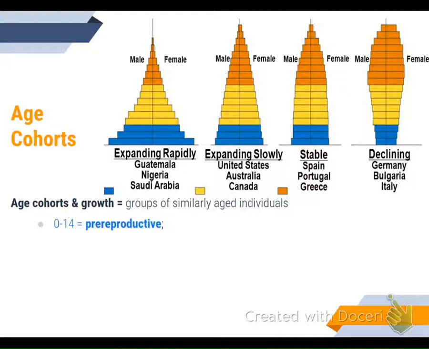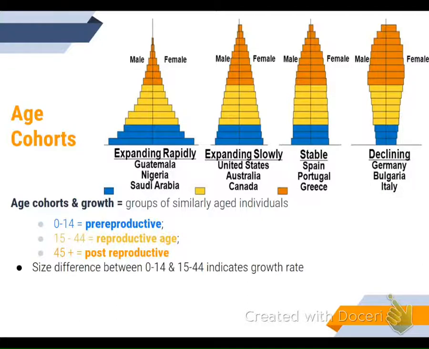0 to 14 are pre-reproductive. They are not reproducing yet. 15 to 44 are in the reproductive age. They're the ones that are having the kids, whereas 45 and beyond are post-reproductive. Things are not working as they used to, and so they're not able to reproduce.